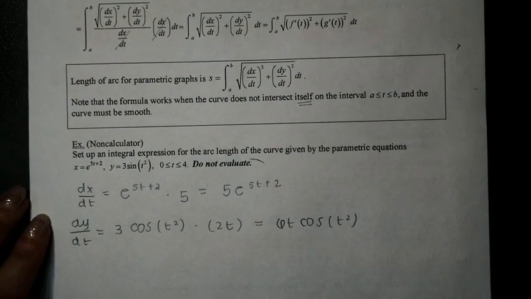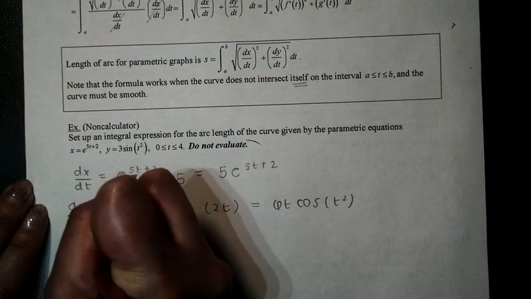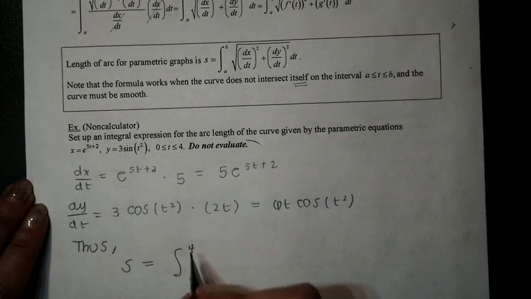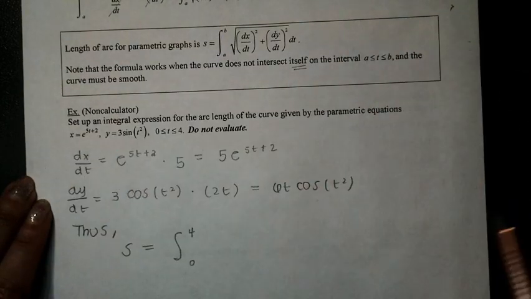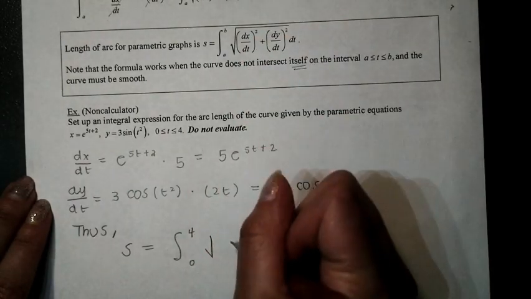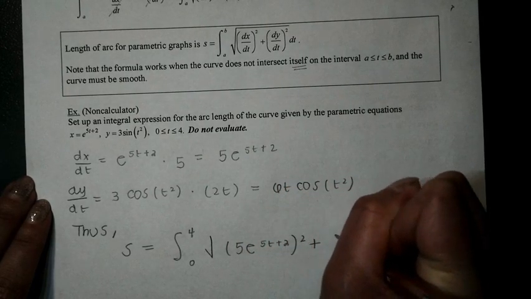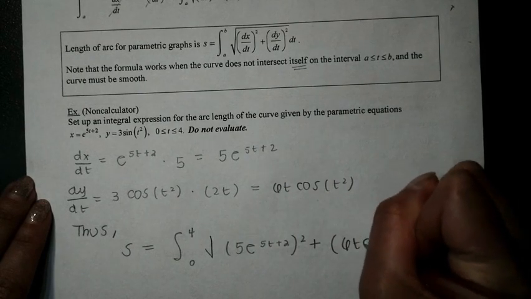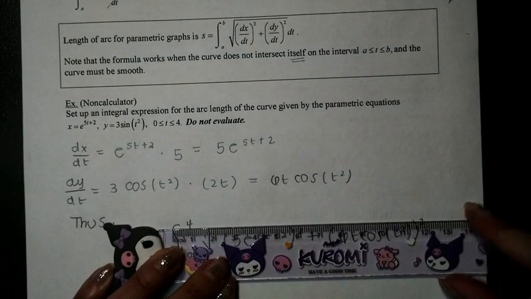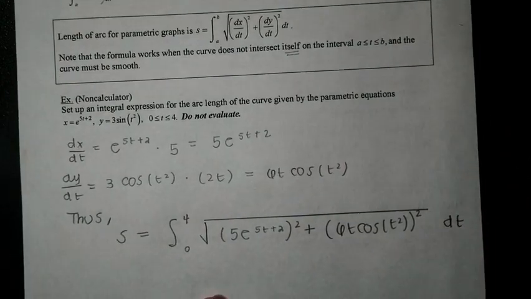Now that we have both derivatives, we just replace them in the formula. Thus, s is going to be equal to the integral from 0 to 4, where 0 and 4 come from the hypothesis of the problem. Do you see it? So pretty nice. Then the square root of (dx/dt) squared, which is going to be (5e to the 5t plus 2) squared. Don't forget about those squares. Plus (6t cosine of t squared) squared. All of this should be inside the square root, and don't forget your dt here. And that's the setup.